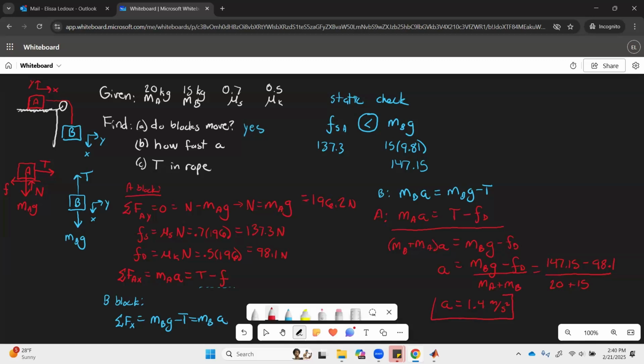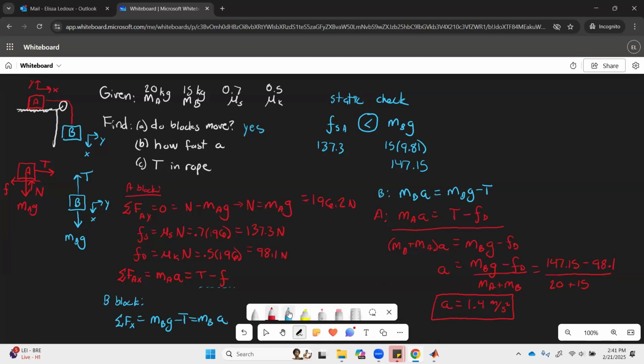So that is positive, which is a good thing, because we assumed that B was going to move down and A was going to move to the right. And also, it is a pretty small value. We can see that the friction is high and B weighs less than A, so that does make sense that it should be small.